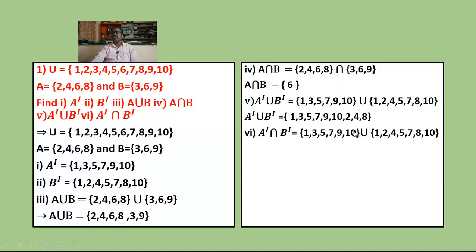And number 6, A complement intersection B complement. Take the common elements in the A complement and B complement sets. These two sets contain the common elements 1, 5, 7 and 10. This is the set A complement intersection B complement.